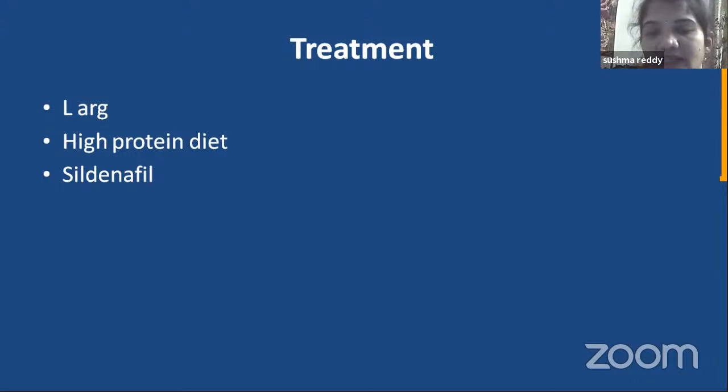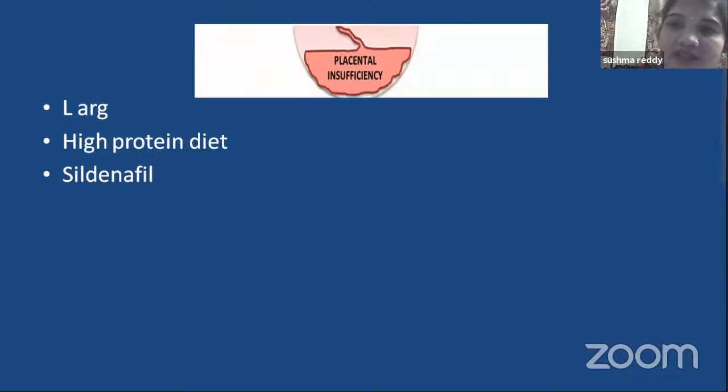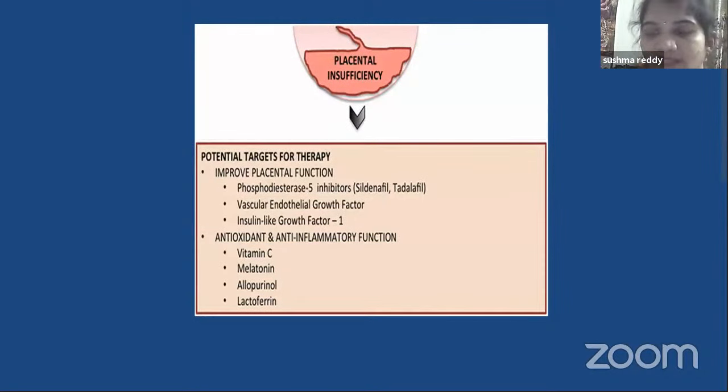So the study was immediately banned from continuing because of this finding. So sildenafil should not be considered, whereas other high protein diets can be considered. There are other potential targets for therapy, but these are still under study.